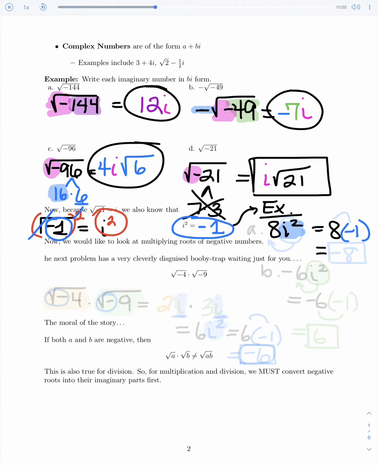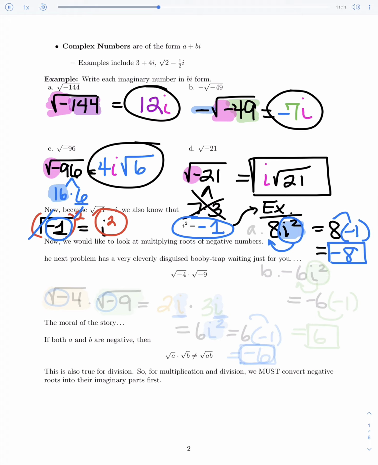Well, what does that mean I'm doing to the 8 and the negative 1? It just means I'm going to multiply, and that will turn this into a negative 8. What does that mean that the i squared did? It turned our positive 8 into a negative 8 because it turned into a negative 1.